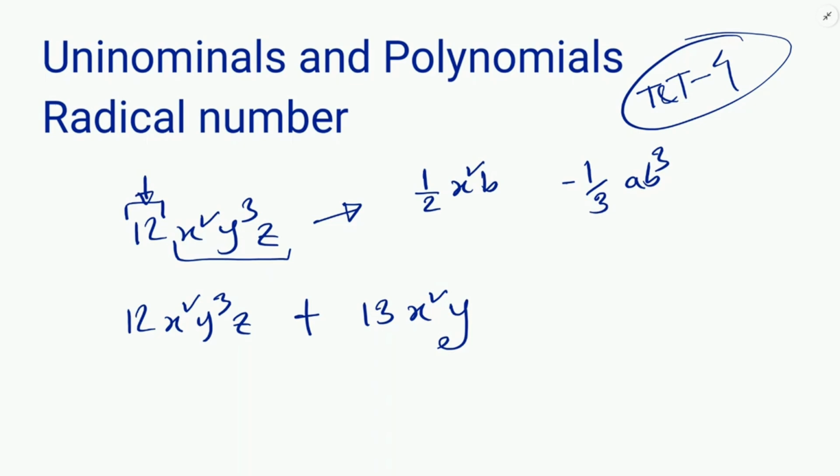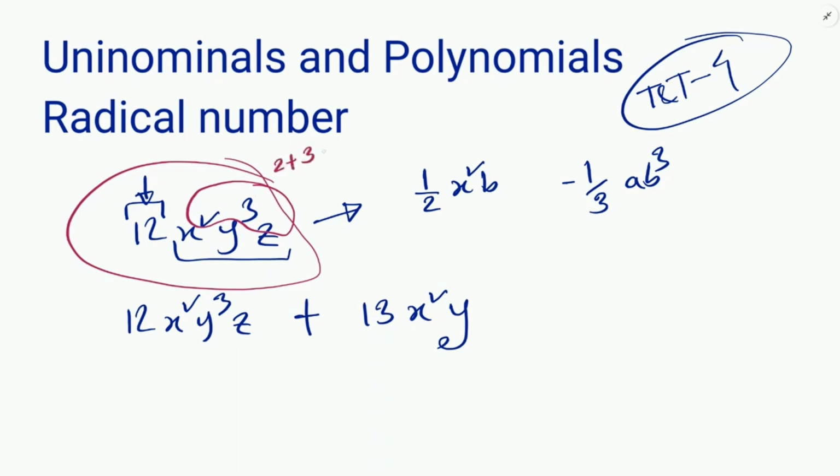So what is the degree of a monomial? In particular, for this case, if you are looking for the degree, then you have to sum all of the powers of the variables. Here x has power 2, y has power 3, z has power 1. So the total power is 3, 2 and 1, which is 6. So the degree or grade of the monomial 12x square y cube z is 6. How about this case? a has power 1, b has power 3. If we sum them, it gives us 4. So this is the degree of the monomial minus 1 by 3 ab cube.